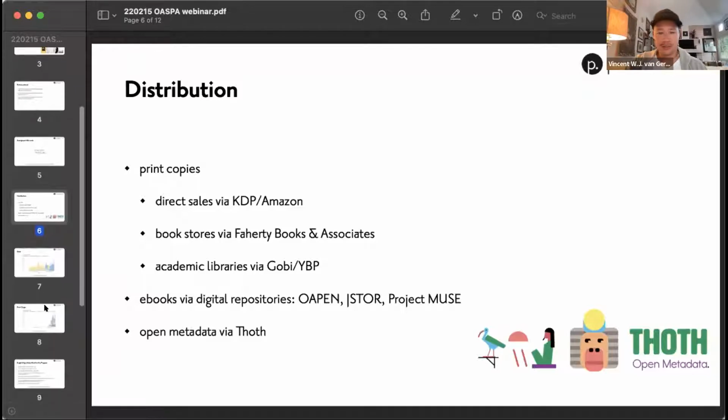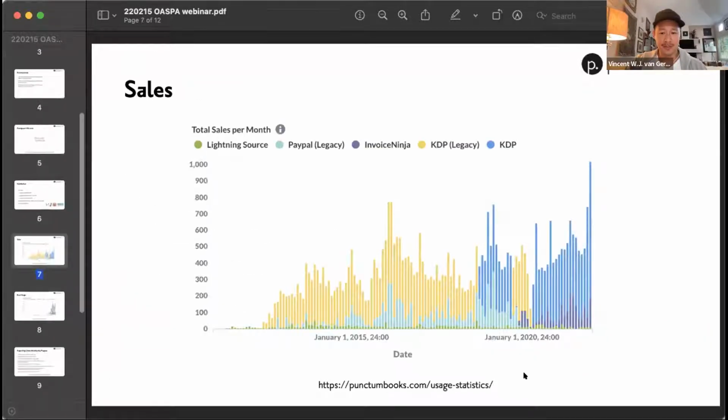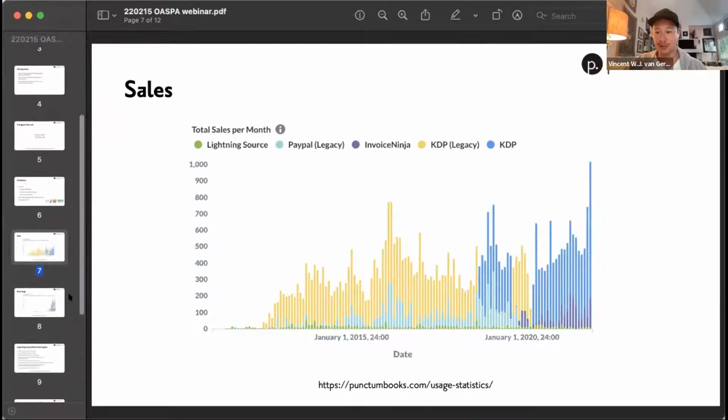Then maybe some numbers. These are the most recent numbers. So these are our book sales. As you can see, we sell on average about 500 books. There was a peak last month, and for the first time we passed 1,000 print sales per month, which we didn't know.